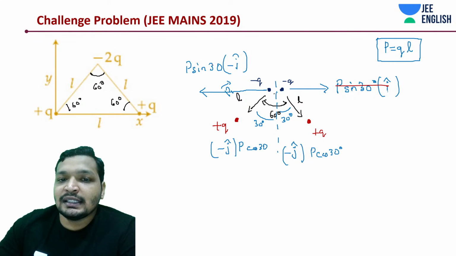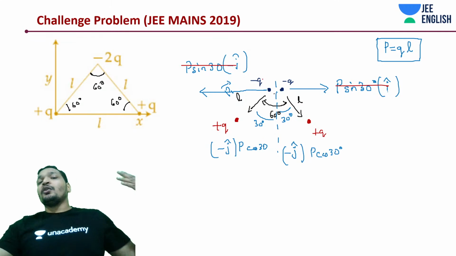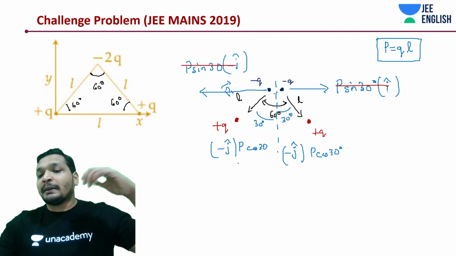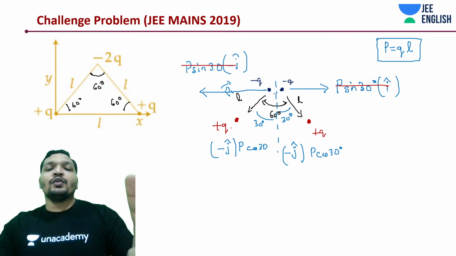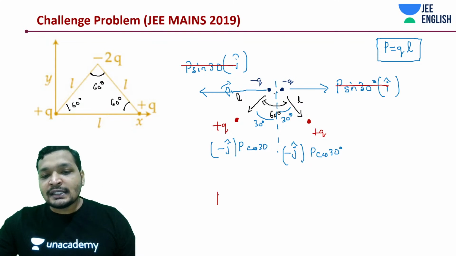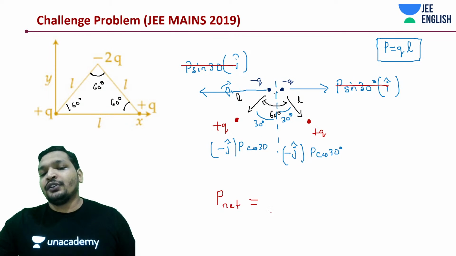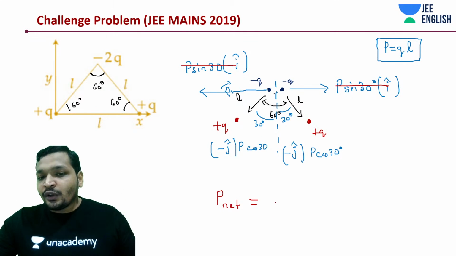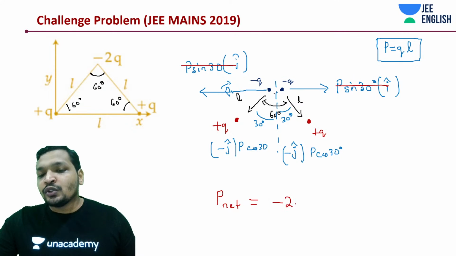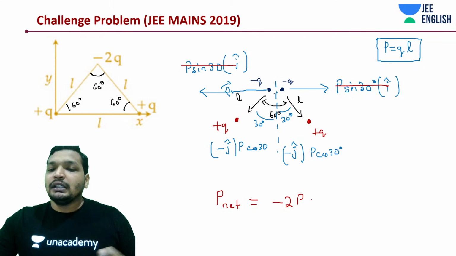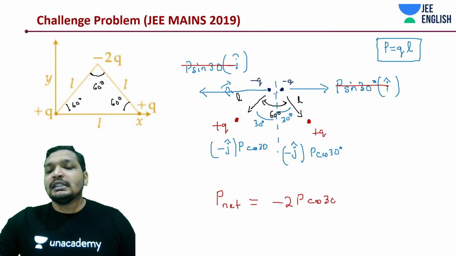Cancel out this and cancel out this. If I'm going to talk about net dipole moment, you're going to add up all of these components. Two are going to get cancelled. What is P net now? Just guess it from the diagram. It's going to be minus 2 P cos 30 j cap.